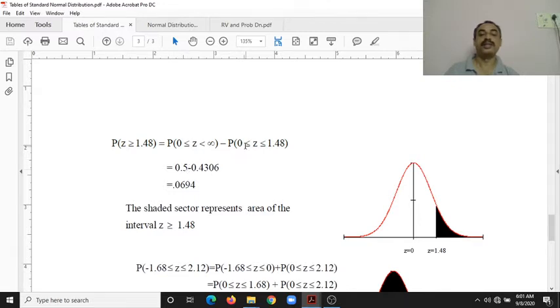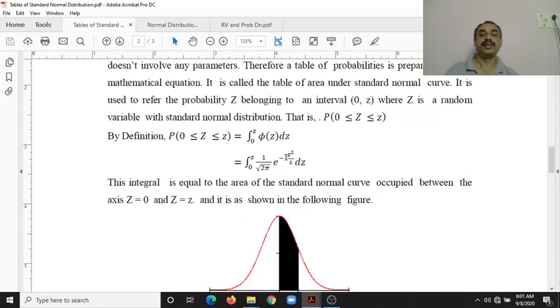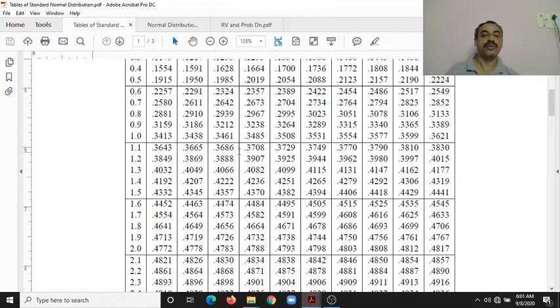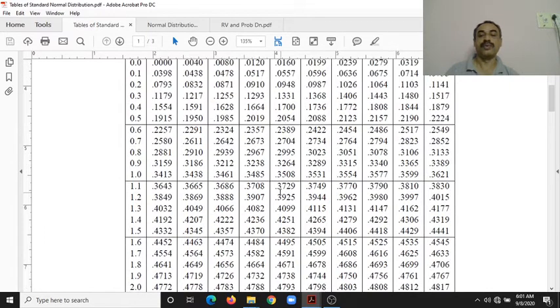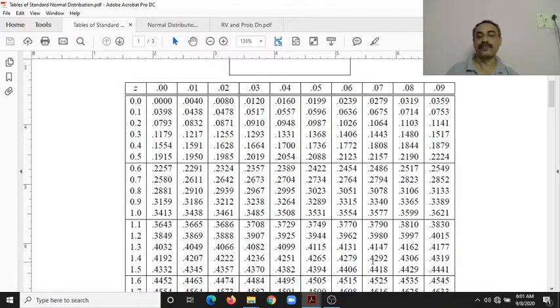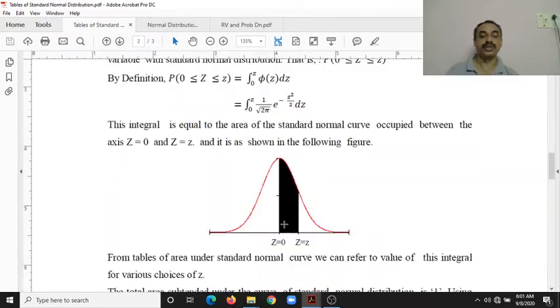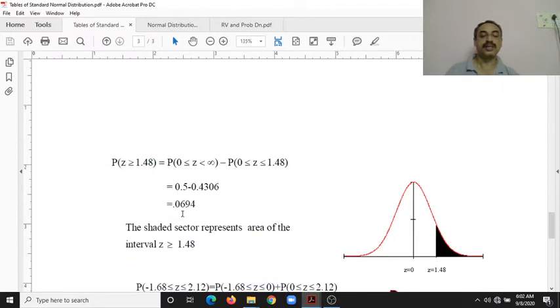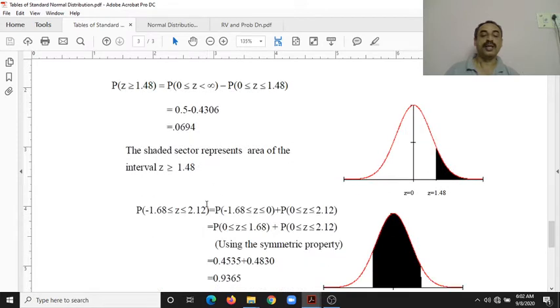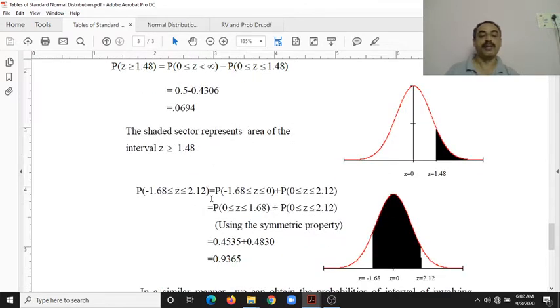The total right area is 0.5, and the 0 to 1.48 area can be obtained from the tables. The 0 to 1.48 area is 0.4306. That's why here 0.5 minus 0.4306 is equal to 0.0694.